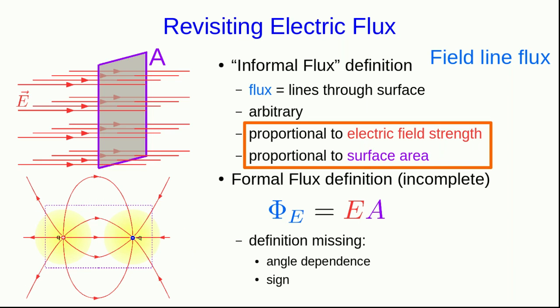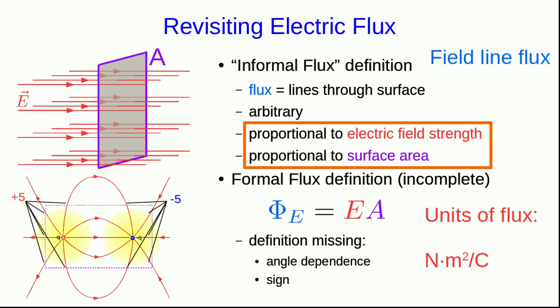Second of all, in our definition, whenever we are working with a closed surface, when the field lines go out of the closed surface, they make a positive contribution to the flux through the surface, and everywhere they enter the surface, they make a negative contribution. And so our formal flux definition is somehow going to have to include this sign convention.